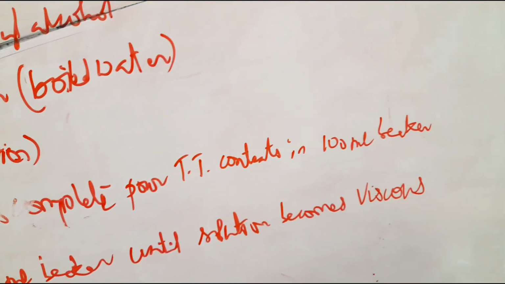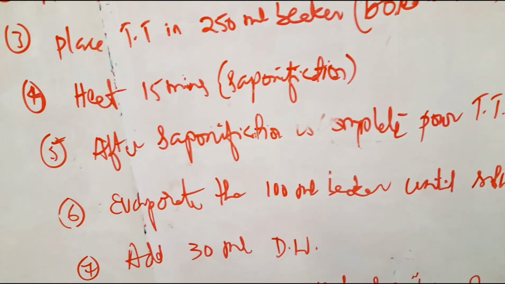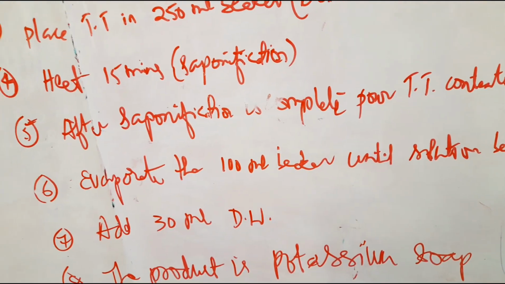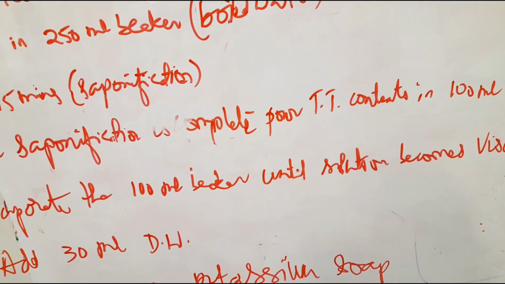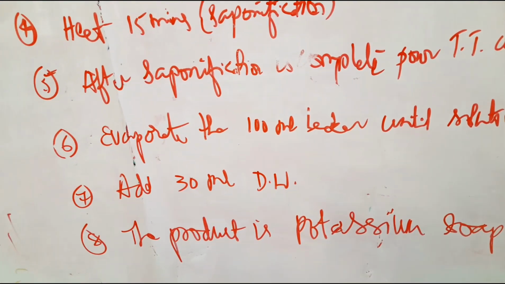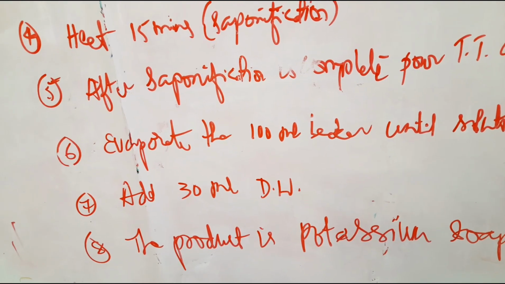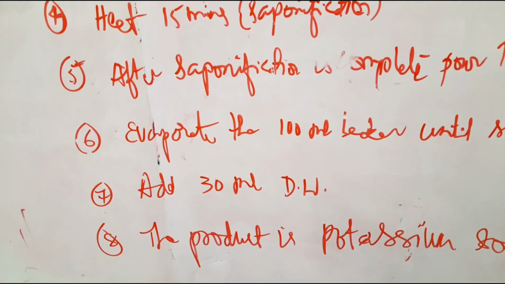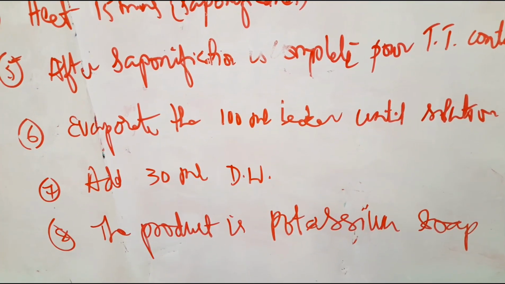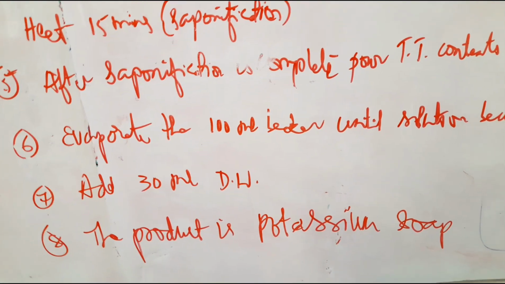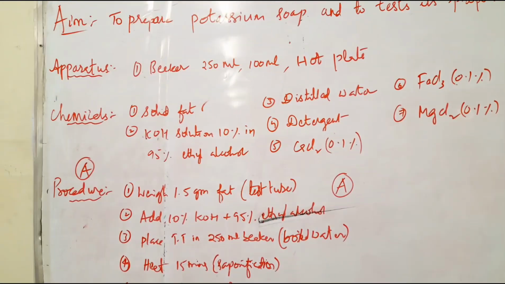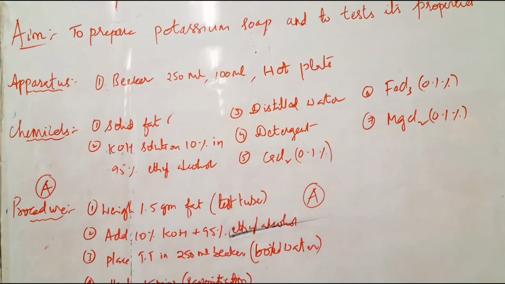When the saponification is completed, we have to take the contents from the test tube and pour them into another 100 ml beaker. After that, we have to evaporate it until the solution becomes viscous or tacky. After getting the viscous liquid, we add 30 ml of distilled water to dilute it, and the product formed is called potassium liquid soap. This is about the procedure. You can note down the simple procedure.